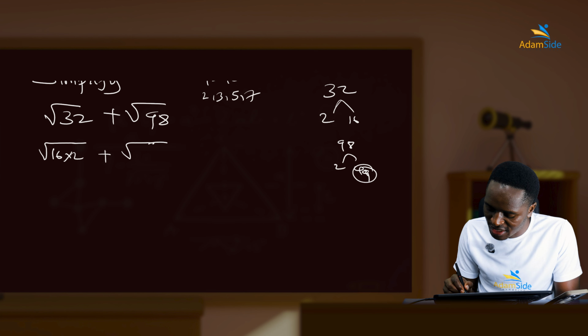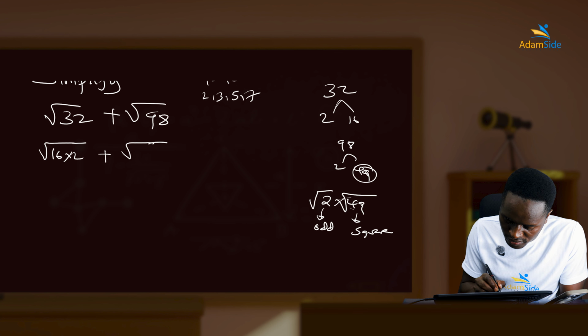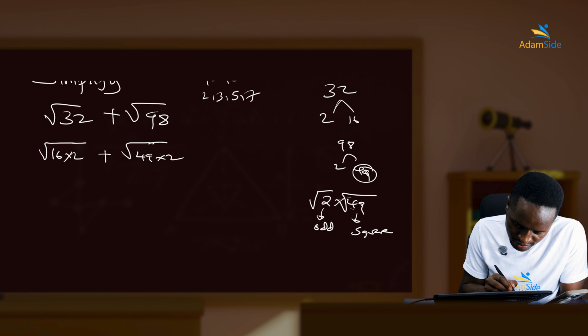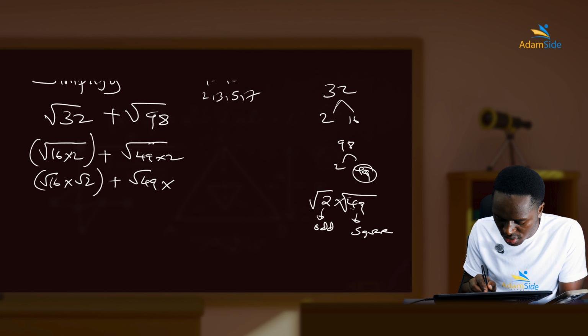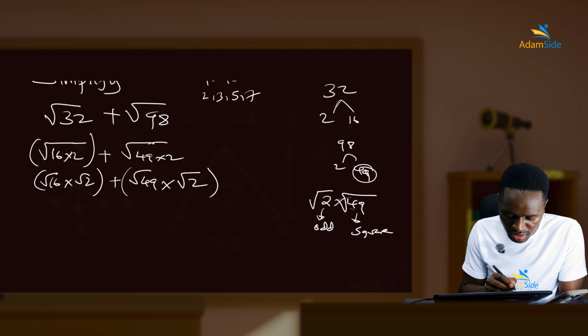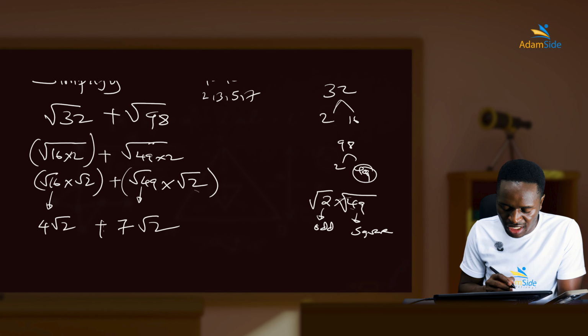So for example here, 2 times 49. 2 is the odd number, and 49 is a square number. You are able to find this square root, but this one you won't because you get a decimal. That's it. So 49 times 2. Then break them, separate them individually. It will be root 16 times root 2 plus root 49 times root 2. Separate them. This is a square number, find its square root, you get 4 root 2. Then plus, this is a square number, the square root of 49 is 7. Then root 2 we won't be able to do.